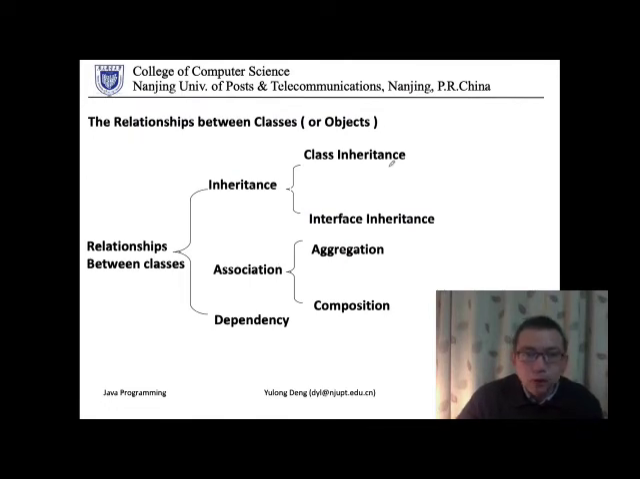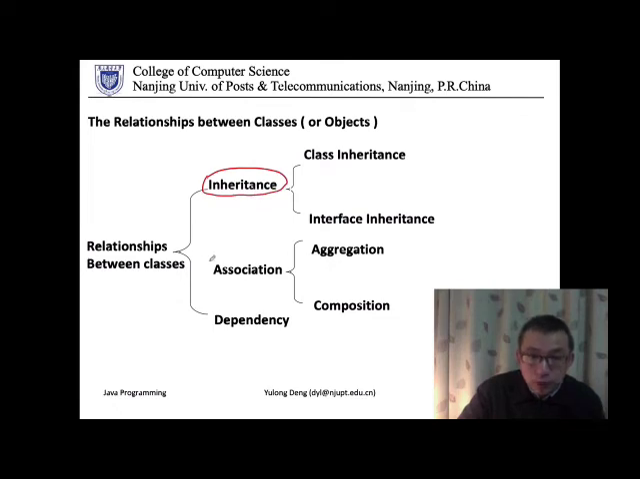Okay, now we come to the relationships between classes or objects. There are three kinds of relationships between classes. The first is the inheritance relationship. The second is association and dependency. And for inheritance, we have two different kinds: class inheritance and interface inheritance.